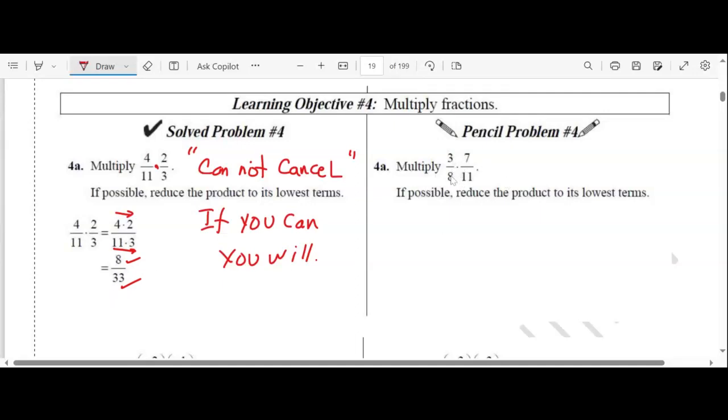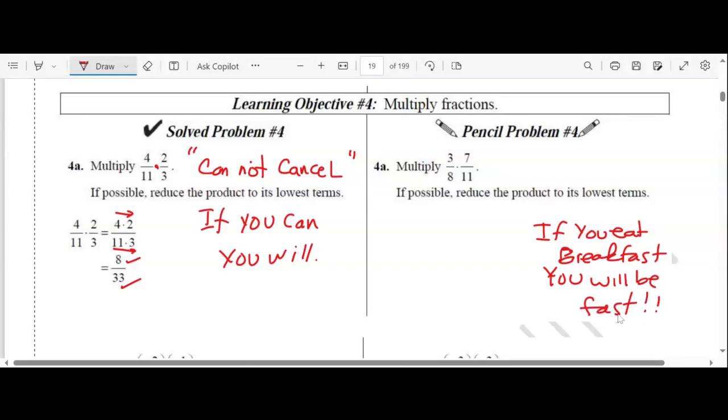Now let's do this one. Yalla, do it. Yalla, fast, fast. Did you eat breakfast? No. You have to be fast. Eat breakfast, you be fast. So important to have breakfast, okay?